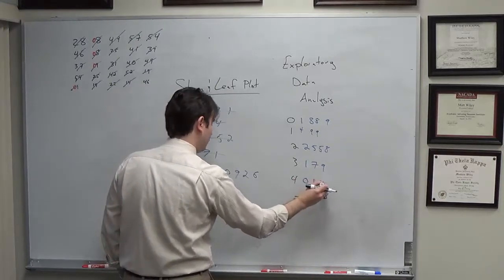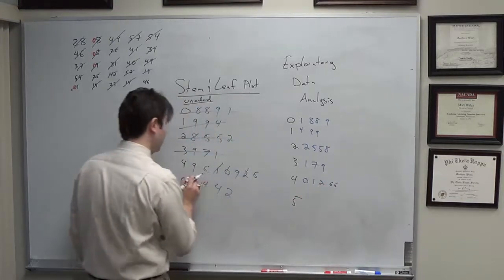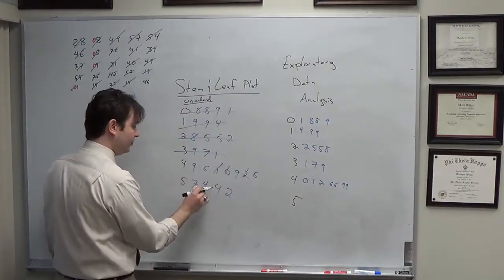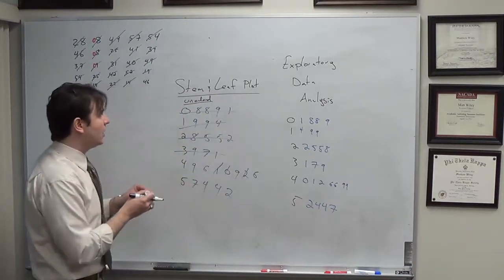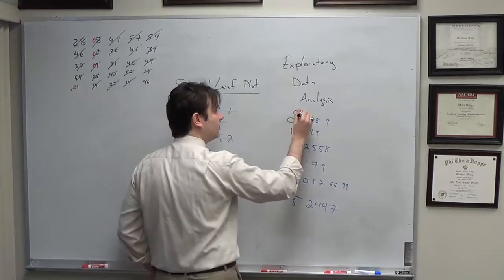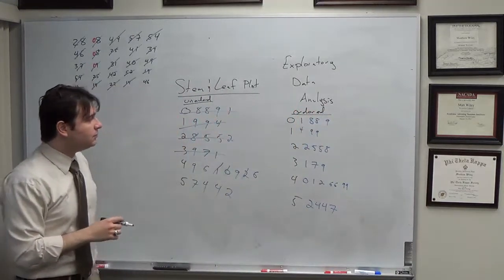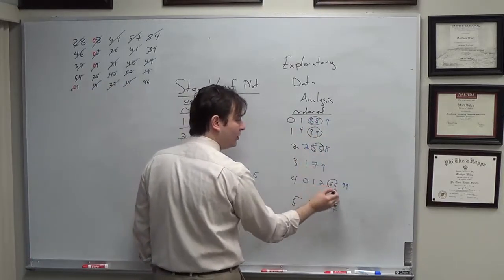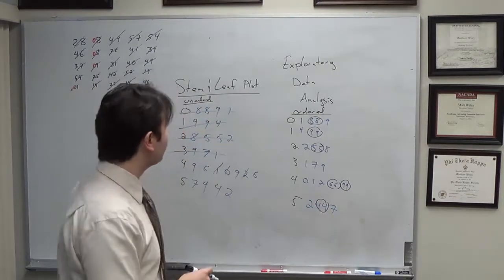0 1 2, 2 6s, and then 9 9. And finally 2 4 4 7. This would be an ordered stem and leaf plot. It's nice for orders because you can see any time where you've got multiple copies of things because they show up right next to each other.